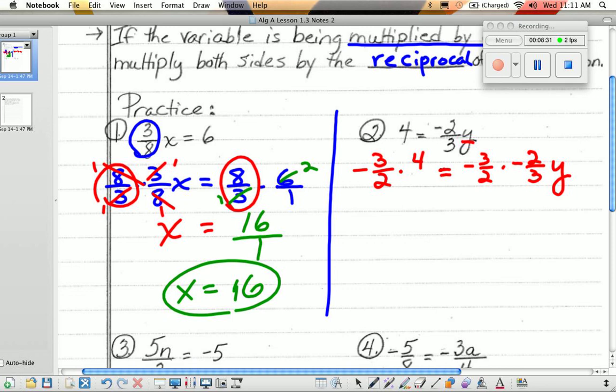What can we do with that 4 again? Put it over 1. Okay, now here's what should always happen on the side of the variable, or you've picked the wrong thing to multiply by. You should be able to cancel away on that side. You can say, I got negative signs that can cancel, I got 3's that can cancel, and I got 2's that can cancel. That's what should happen, because if it does, then you have the variable by itself, which was the goal.